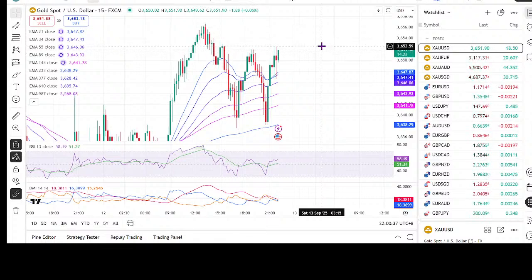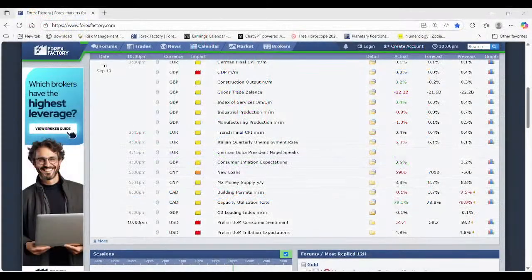Okay, 10 p.m. Michigan data. Thank you for that. I know there is the prelim consumer sentiment. Yeah, the Michigan data just came out. Sometimes this is what happens, sometimes I overlook the data. The data came out slightly weaker. The prelim, thanks for highlighting that. The forecast was 58.2, the previous was 58.2, and it came out at 55.4. Then the prelim UM inflation expectations is 4.8, same as the previous.